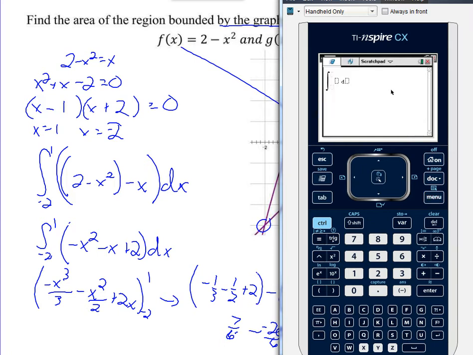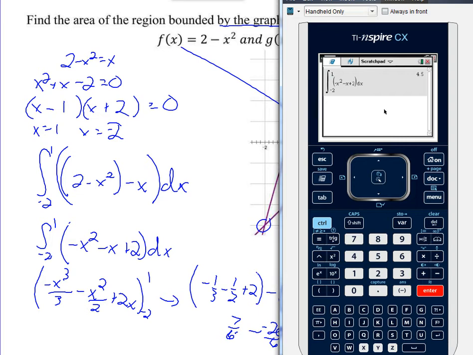Numerical integral, thank you. And then I'm going from negative 2 to positive 1. And then my function, I can use either this one here before I simplify it or this one here after I simplify it. Either way is fine. So I'm using the one after I simplify it for no particular reason. So I hit enter and it gives me 4.5, which of course we know is 9 halves as a fraction.